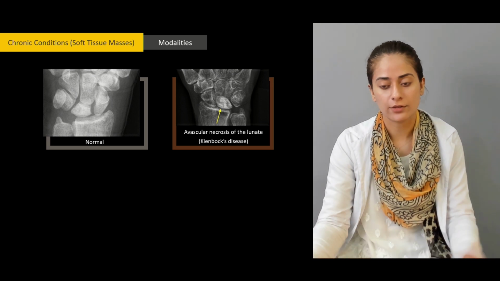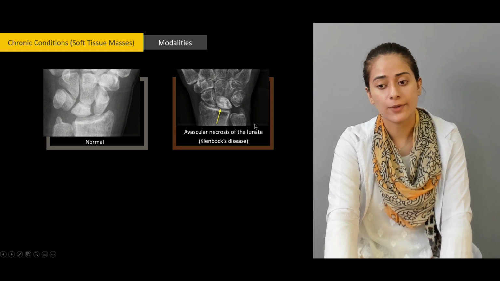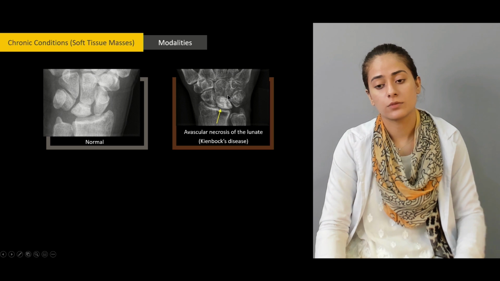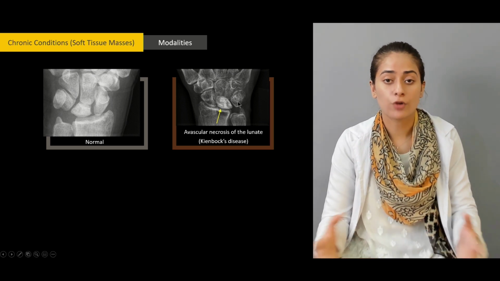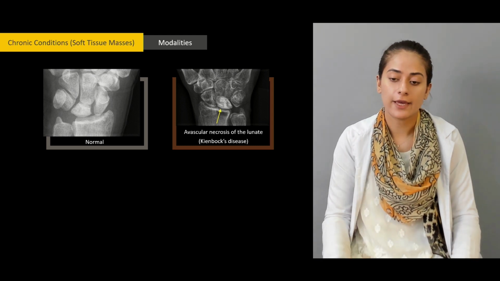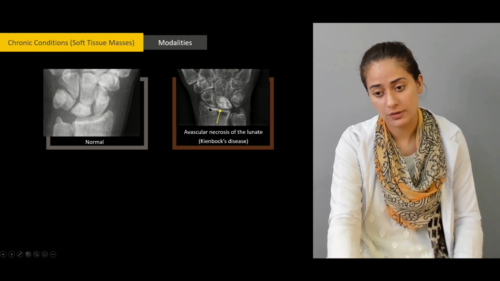So that is avascular necrosis, and we call it Kienbock's disease when the lunate is the bone that is necrosed because of avascular changes, and that is this disease which is visible here on the radiograph. There is sclerosis of the bone.